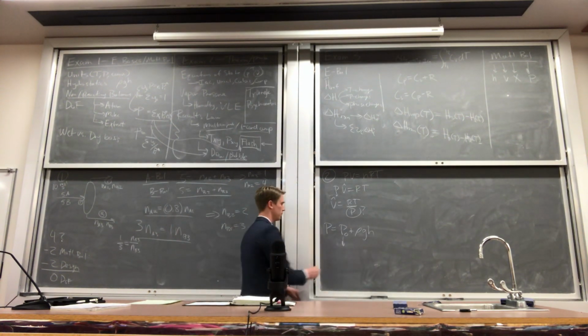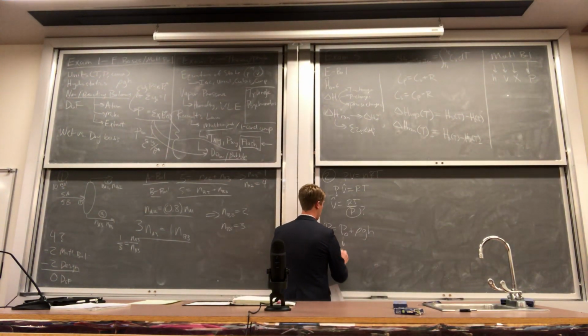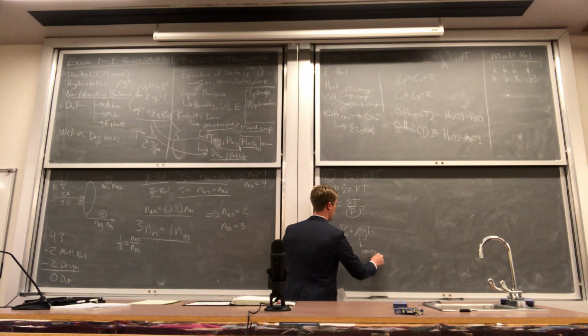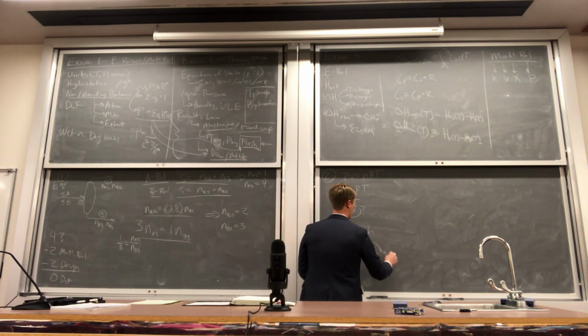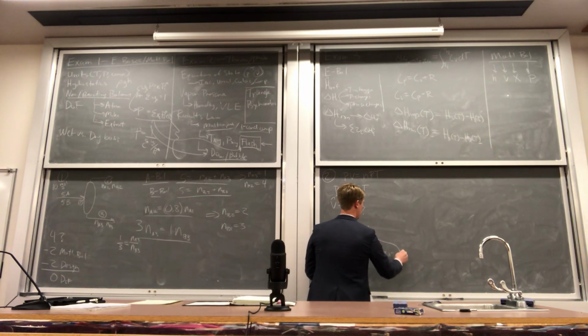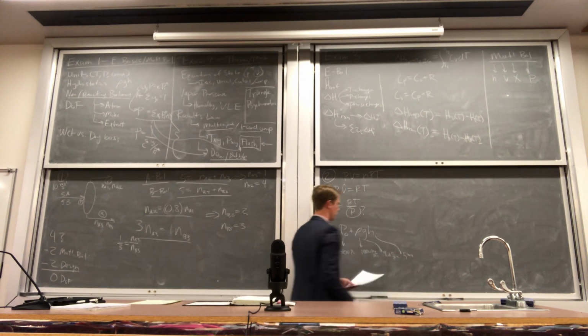P0, 101,300 pascals. The density, 1,000 kilograms per cubic meter. g, 9.8 meters per second squared. h, 5 meters.